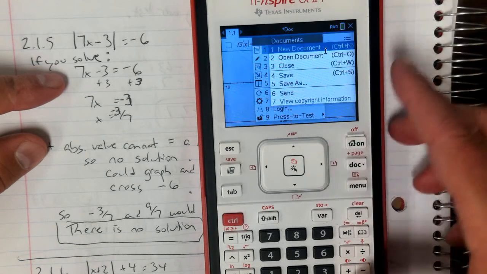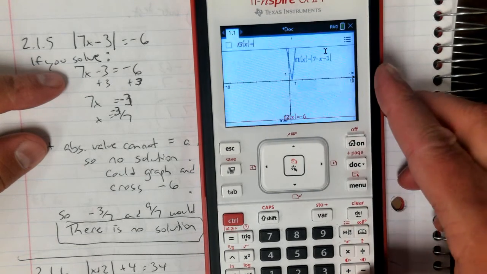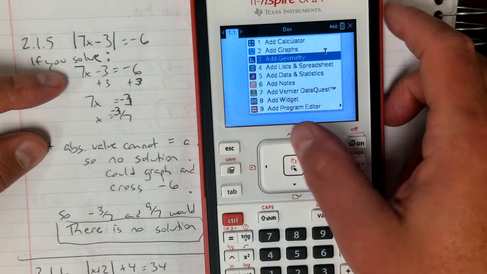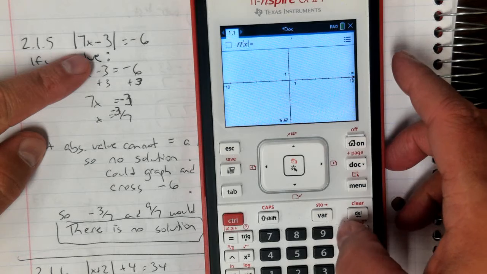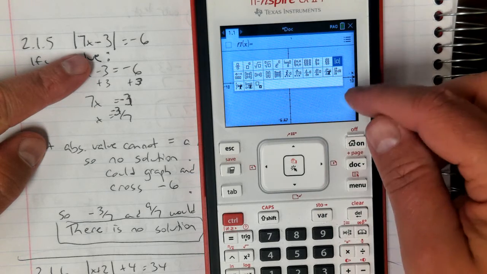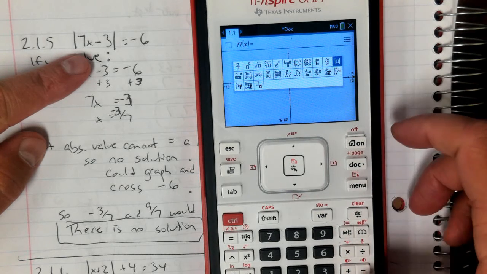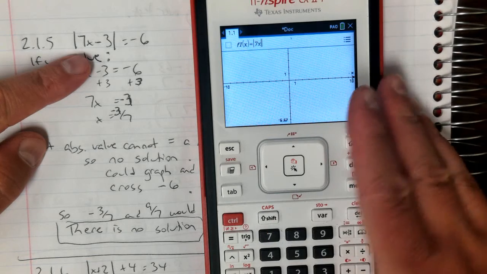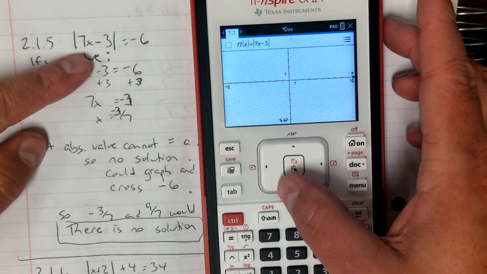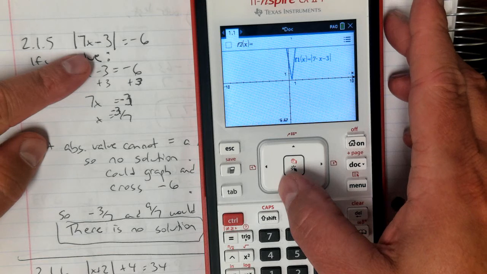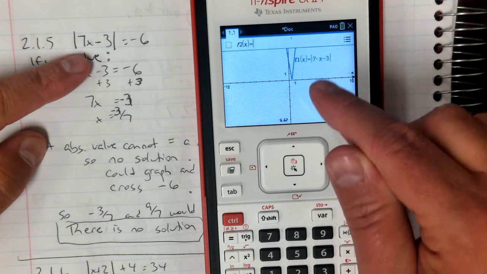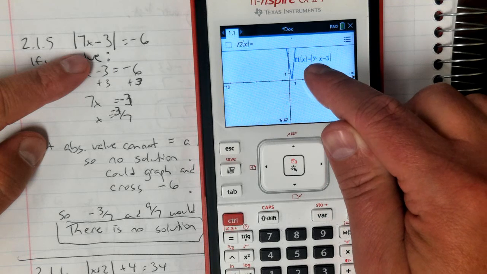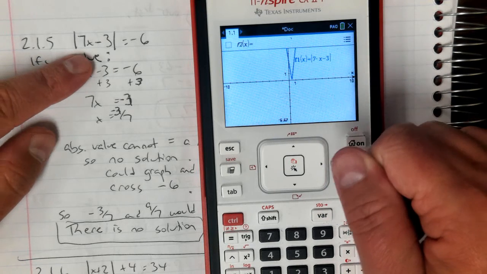I'm going to go to a new document to start fresh. Add graph, and you go to this button to the right of the 9, and that one right there is the absolute value. 7x minus 3. Then what I do is I push down arrow, so there's your 7x minus 3, which is a V graph, and it's narrow because 7 is bigger than 1.